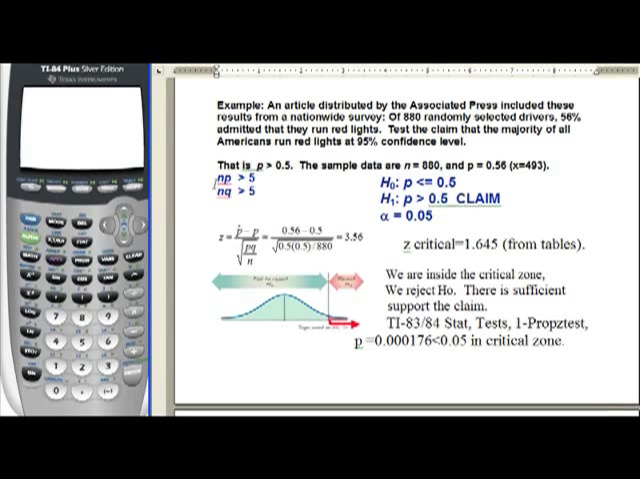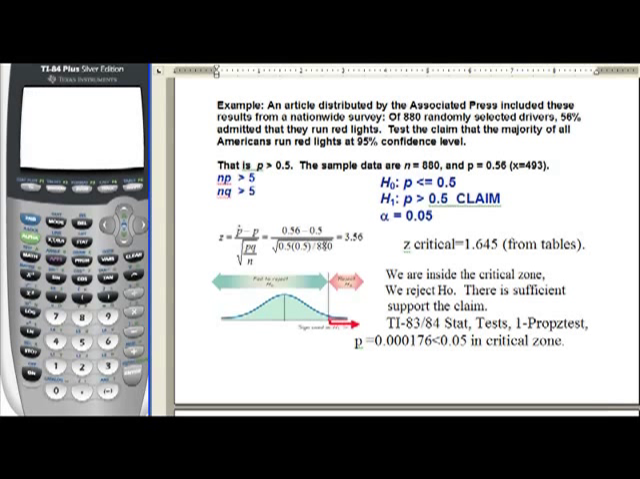We first need to check that NP and NQ are greater than 5, and that is satisfied. And we set our H-null and H1. Since it says majority of all Americans, we pick P greater than 0.5, more than 50%. That's our claim. And we are doing this at alpha of 0.05, which is 1 minus 0.95. If we were to do this problem calculating the Z, this is the formula we would have used. And this one is given. And this one is that number that we get from the H-null.